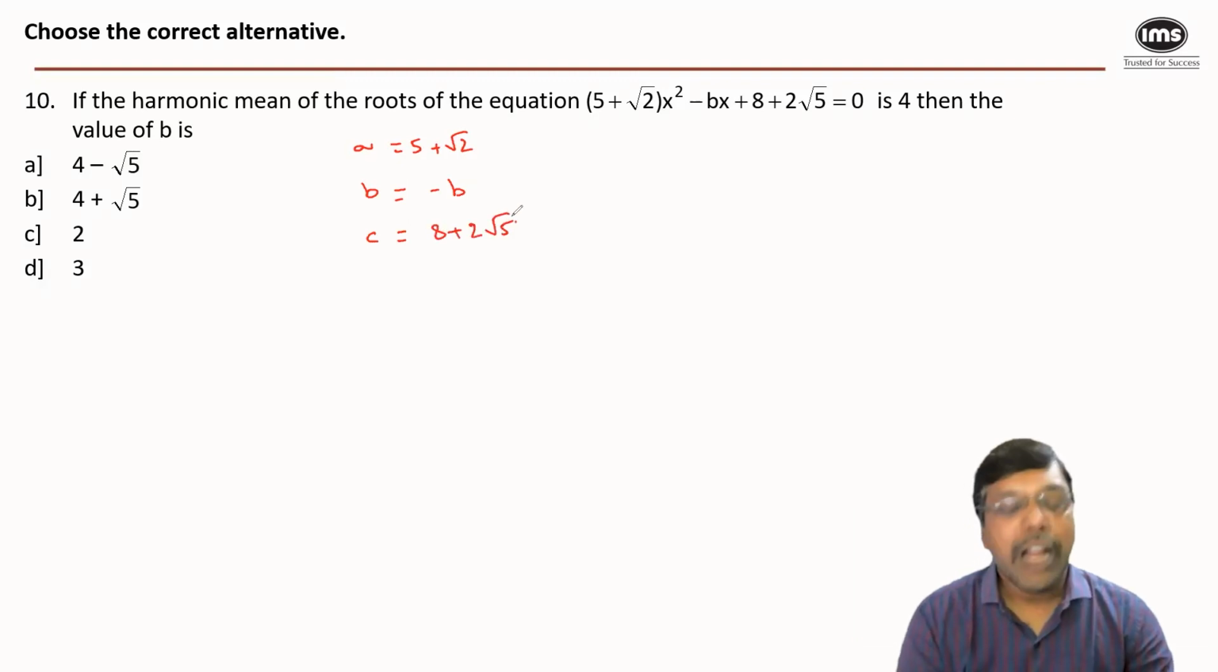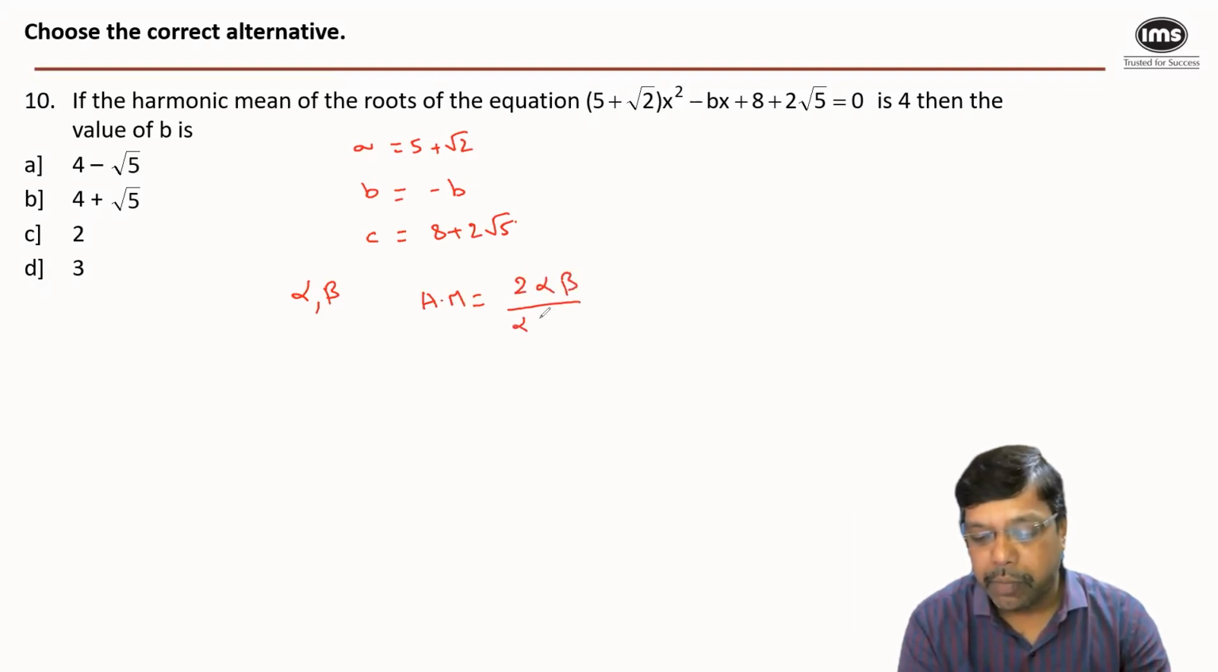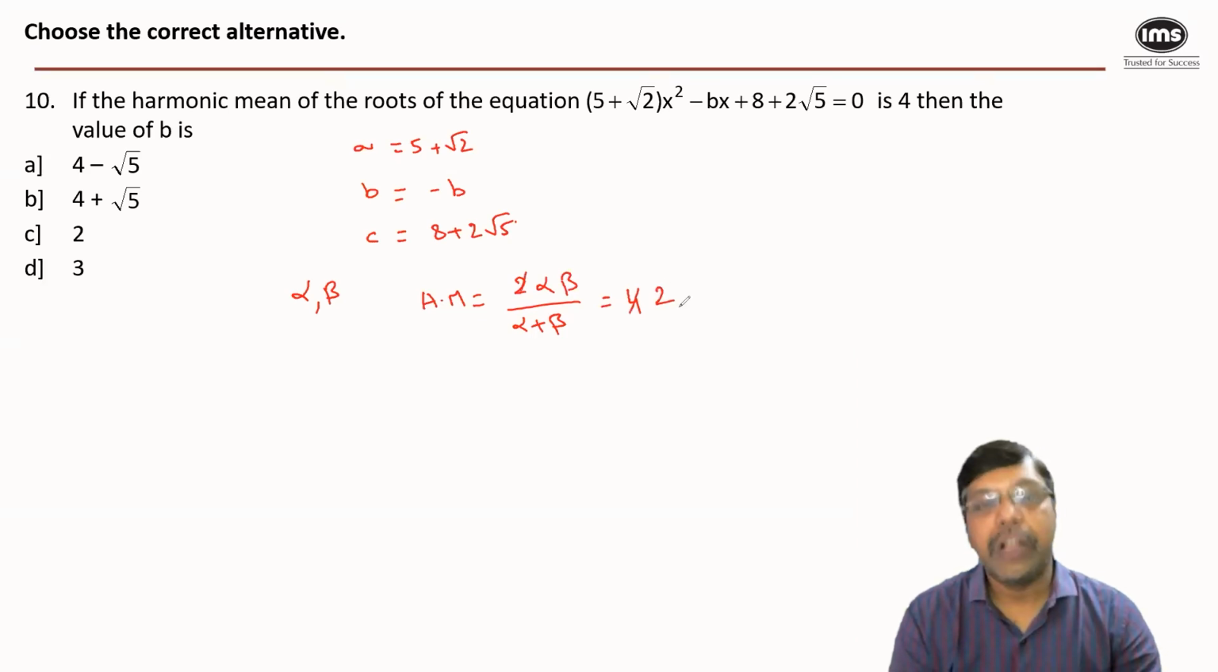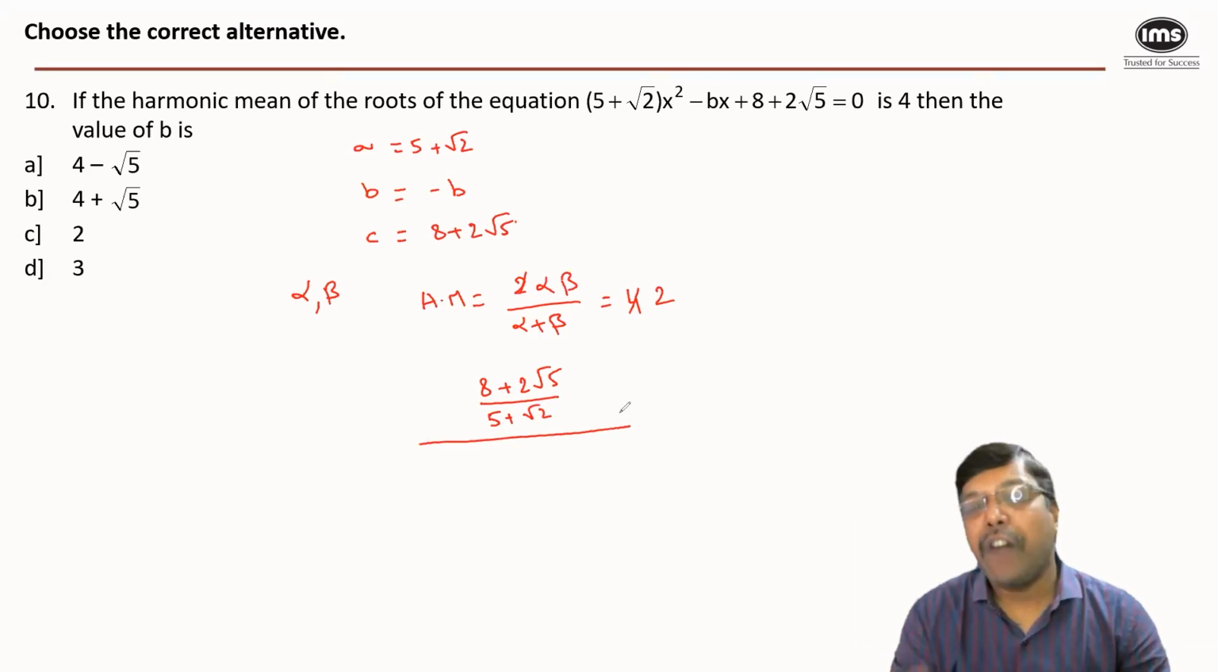Now, if alpha, beta are the roots of the equation, then the harmonic mean of the roots will be 2 alpha beta by alpha plus beta, and it seems is equal to 4. Now, 2 1s, 2 2s. Alpha into beta, product of the roots is c by a. So, which will be 8 plus 2 root 5 divided by 5 plus root 2, whole divided by alpha plus beta.